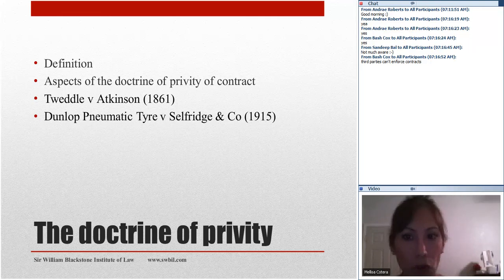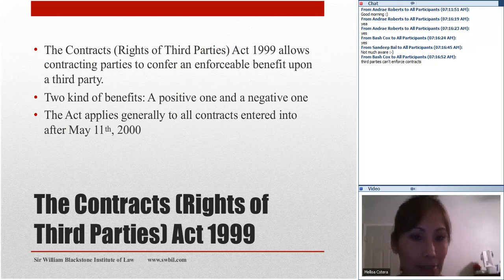Okay, so we can see here the problems that arise from the doctrine of privity. Now we are going to talk about the Contracts (Rights of Third Parties) Act of 1999. Okay? The Act allows contracting parties to confer an enforceable benefit upon a third party. So the Act reforms the doctrine of privity. It doesn't abolish it. Okay?